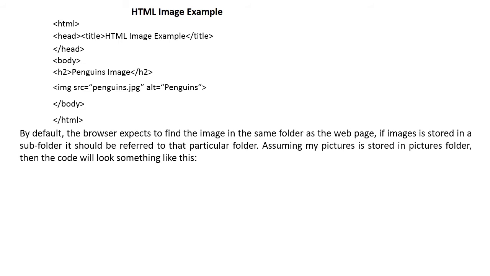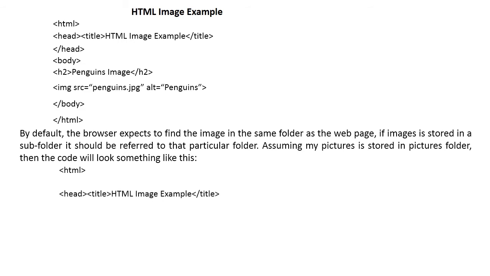By default, the browser expects to find the image in the same folder as the web page. If images are stored in a subfolder, it should be referred to with that particular folder. Assuming my picture is stored in a pictures folder, then the code will look something like this.